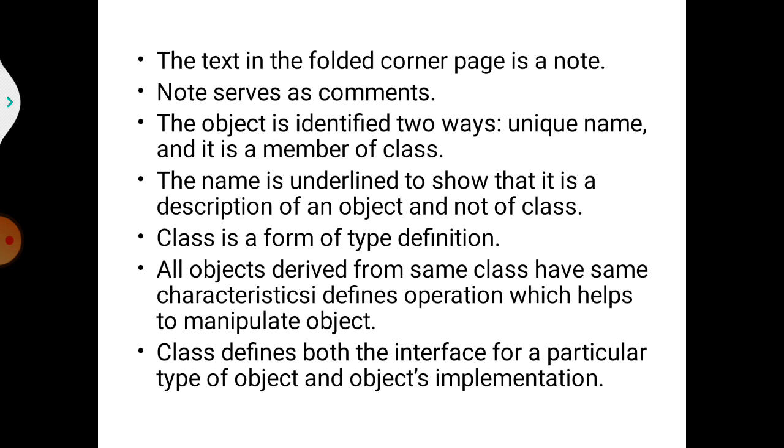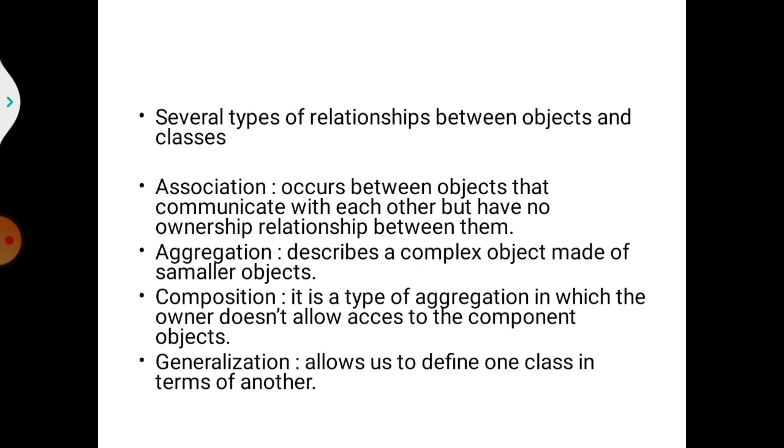and several types of relationship can exist between the objects and classes. One is association. Association occurs between objects that communicate with each other but have no ownership relationship between them. Aggregation, as the name suggests, is where complex objects are made from smaller objects. Composition is a type of aggregation in which the owner does not allow access to the component objects.